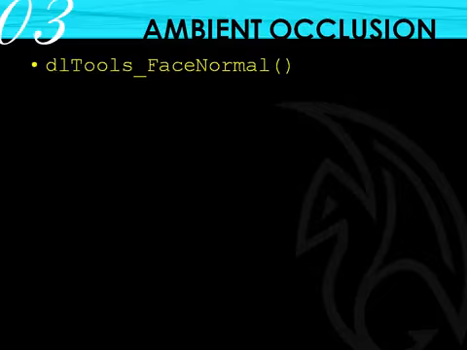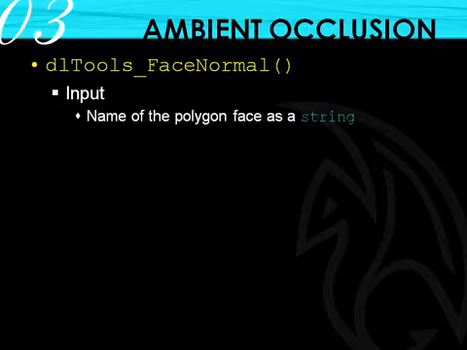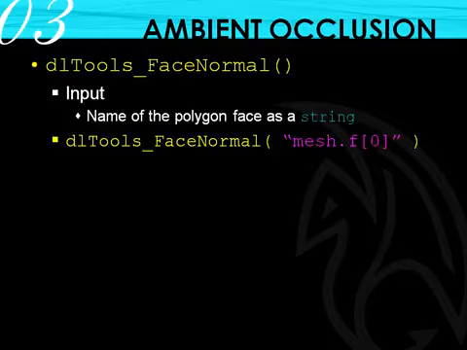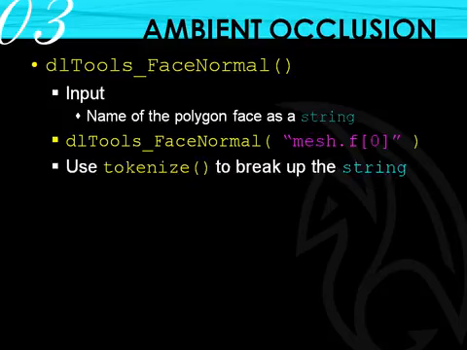So what we're going to do is build a tool that's going to allow us to extract the face normal from a face, and it's going to return a vector to us. The input is essentially just going to be the name of the polygon face as a string. So in this case, we would go dltools_faceNormal, and then mesh.f for face, and then face 0. What it does is it uses the tokenize command to break up the string.